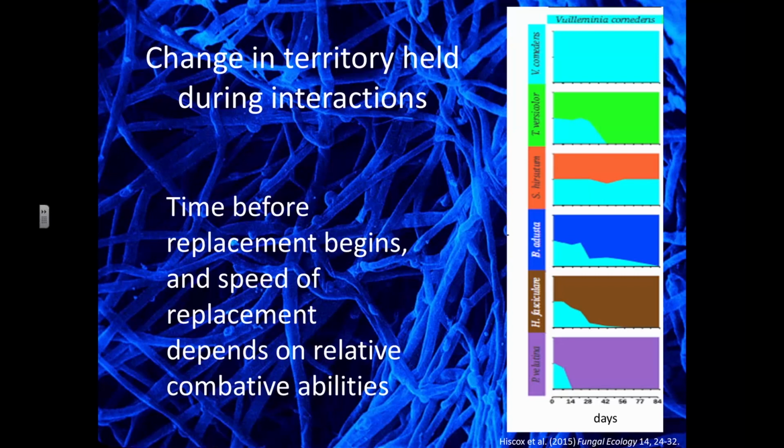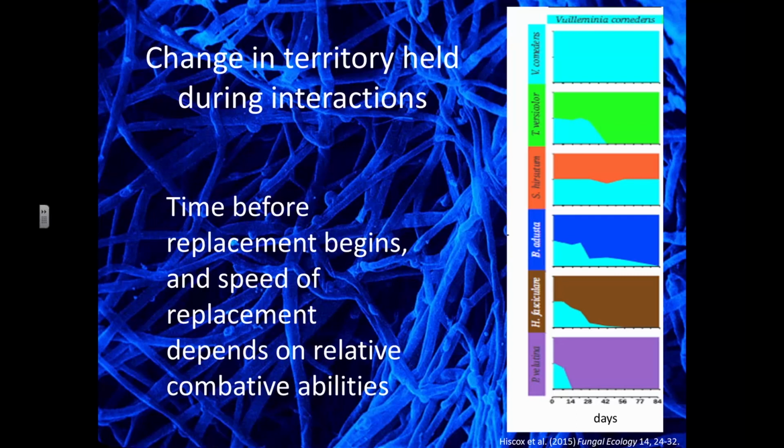So we're always considering this fungus, Vuilleminia comedens, an early colonizer of attached oak branches. This is time along here, this is how time changes what happens, and this is the amount of territory occupied by each fungus. So at the start, Vuilleminia occupies half of the territory. It's in one of these wood blocks. Trametes is in the other wood block, so it occupies half.